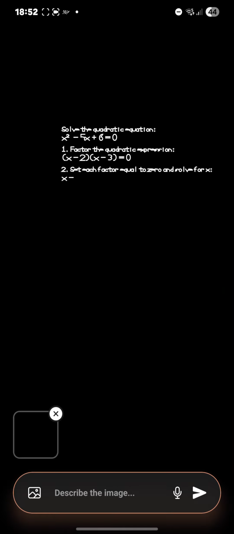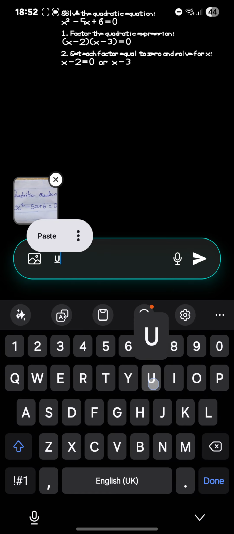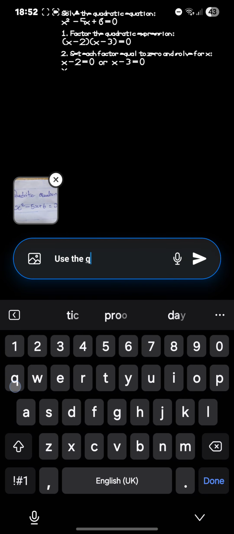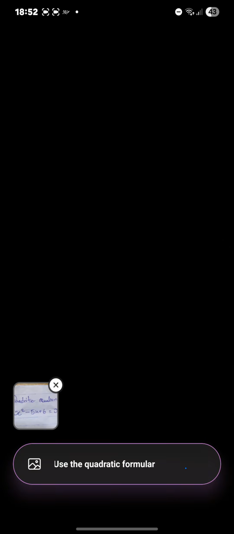That's why I have the text input. I'm going to ask it to use the quadratic formula. x minus 2 equals 0 or x minus 3 equals 0. X equals 2 or x equals 3. Therefore, the solutions to the quadratic equation are x equals 2 and x equals 3.